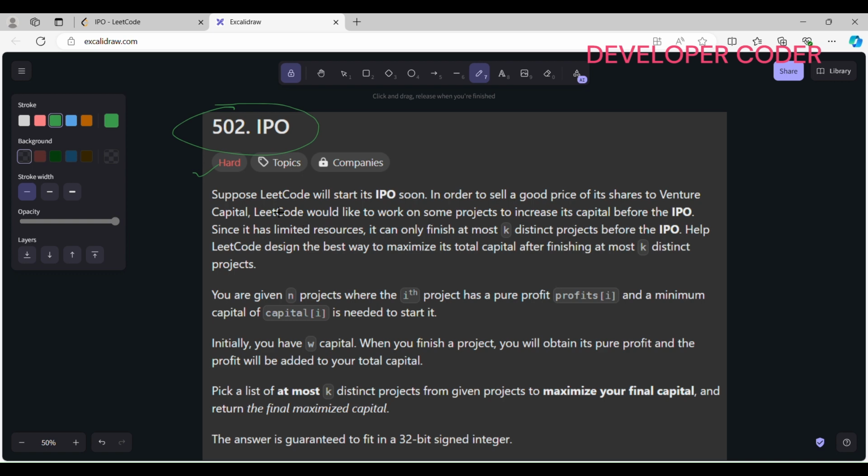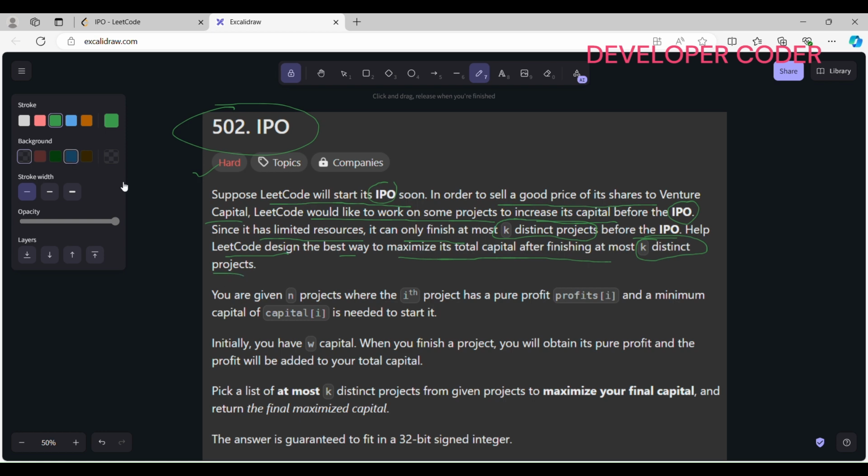Okay, so suppose Leetcode will start its IPO soon. In order to sell a good price of its share to venture capital, Leetcode would like to work on some projects to increase its capital before the IPO. Since it has limited resources, it can only finish at most K distinct projects, okay, before the IPO. Help Leetcode design the best way to maximize its total capital after finishing at most K distinct projects.